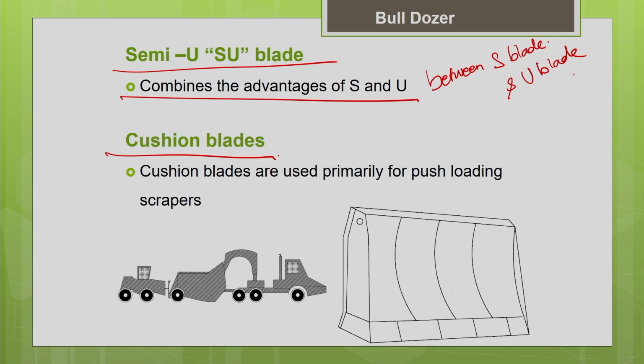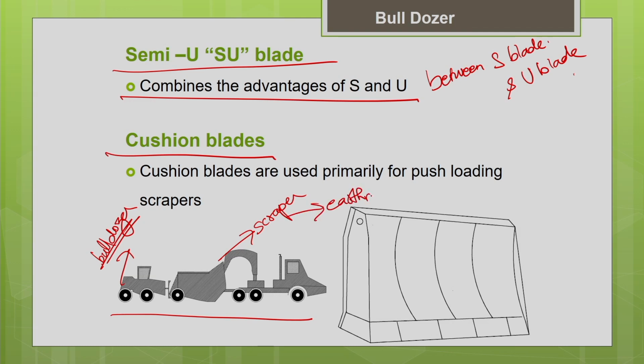Then let us see what this cushion blade is. I have shown this picture earlier. When we discussed the application of bulldozers, I told you that bulldozers are also used for supporting other machines, assisting them in their job. This is a schematic sketch showing a scraper, and this is the bulldozer. Your bulldozer is helping to push the scraper. This scraper is also an earth moving equipment. We are going to discuss this equipment in detail in the next lecture.